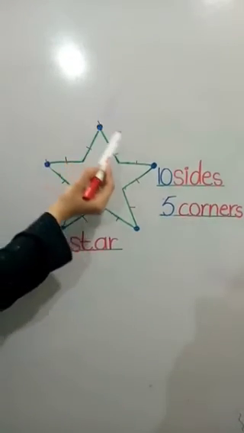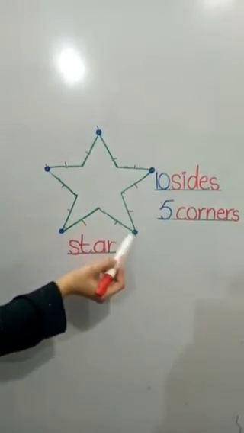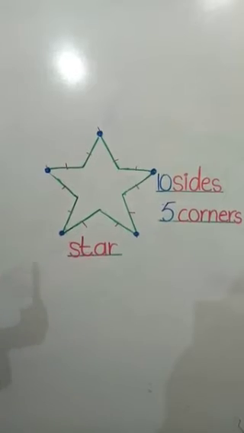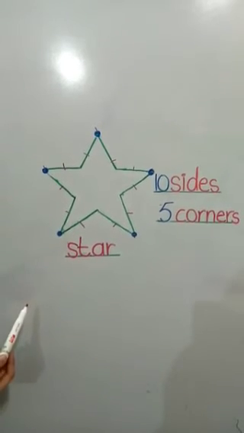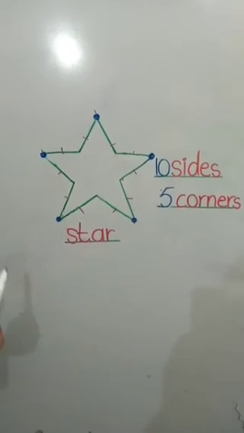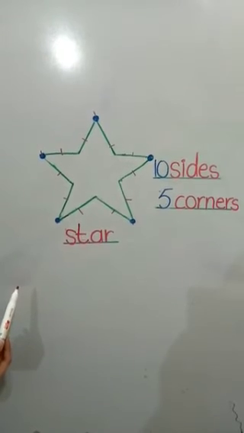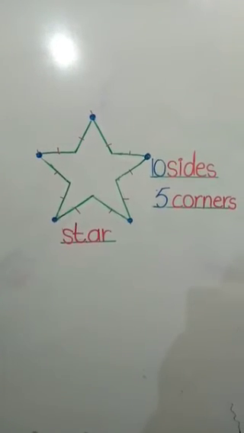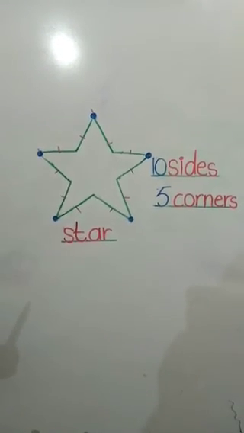1, 2, 3, 4, 5. 5 corners. A star has 5 corners. Now you can easily solve page number 10 by yourself.